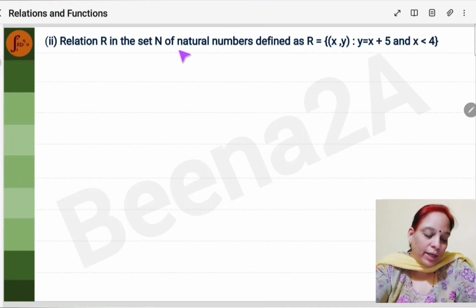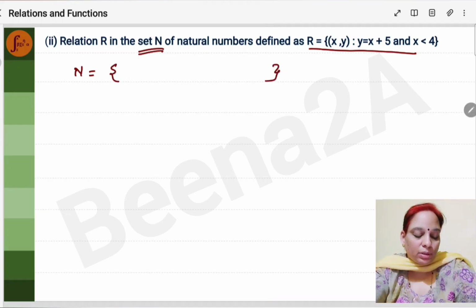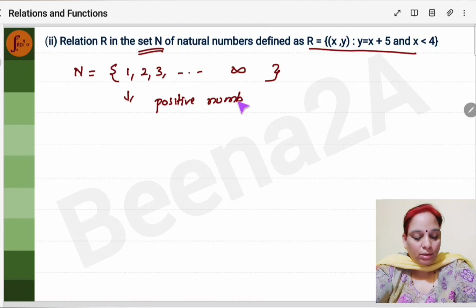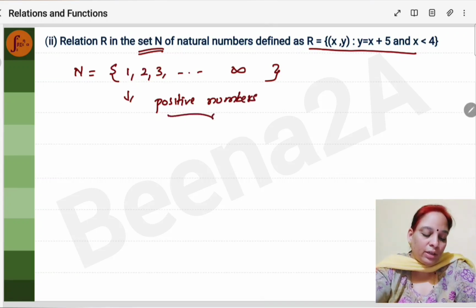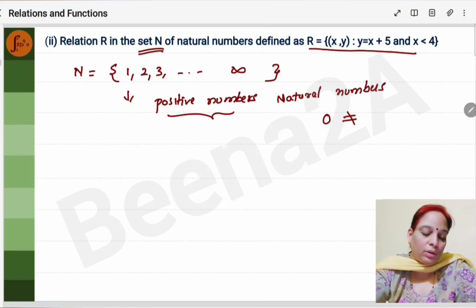Relation R in the set N of natural numbers defined as y is equal to x plus 5 and x less than 4. Now, the set is N, and this is the set of natural numbers. What is natural numbers? Numbers starting from 1 goes till infinity, right? That is all positive numbers. Only positive numbers starting 1 till infinity is natural numbers. It does not have 0, because 0 is not a natural number. Okay, so now this is the set.